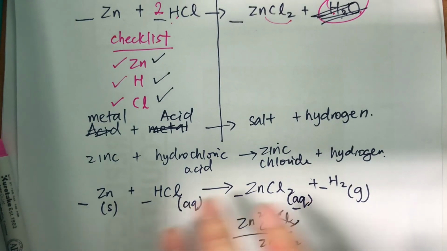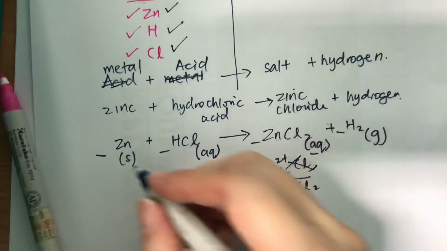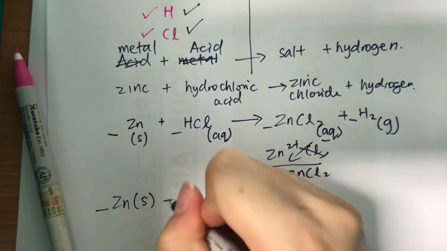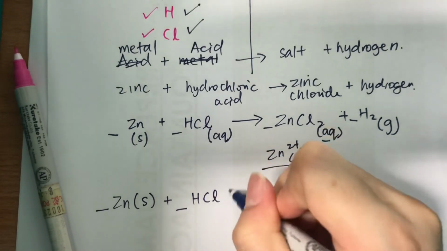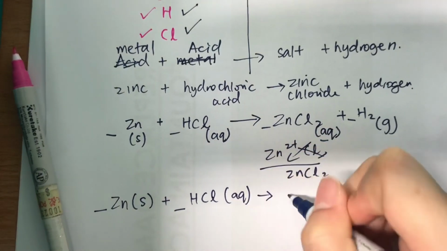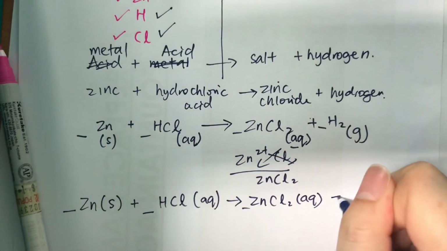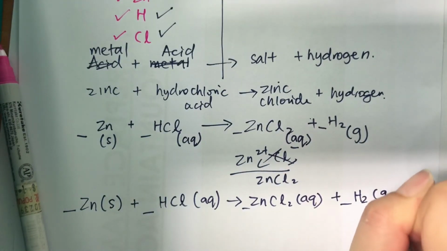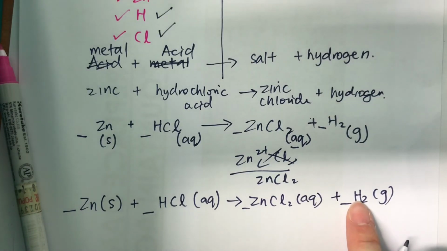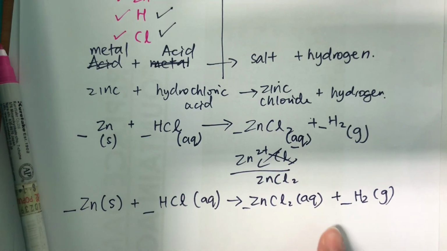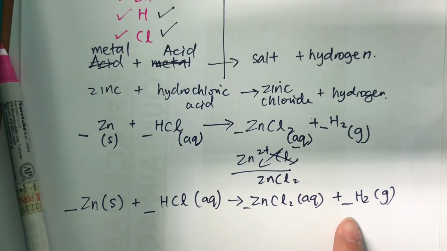Now, state symbols need to be written at the side. I have written it here, which is not a very clear way because I just didn't put in enough space just now. State symbols need to be placed at the side, without subscript, same size as your atoms. That means small letters. So all these will be important later on when we have lesson on ionic equations.